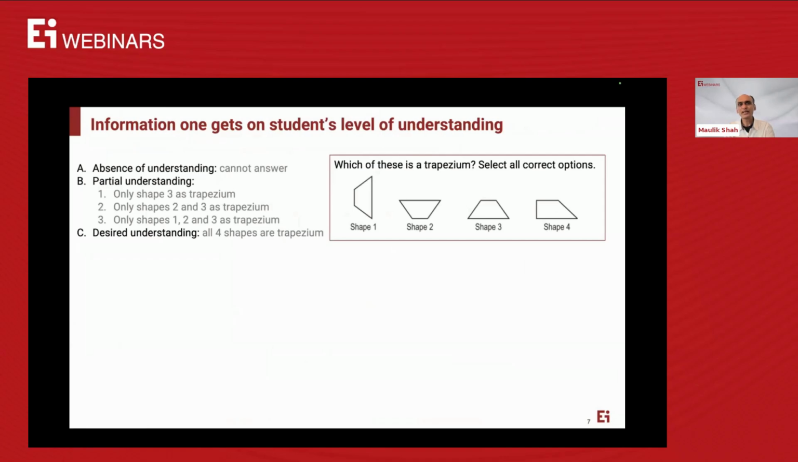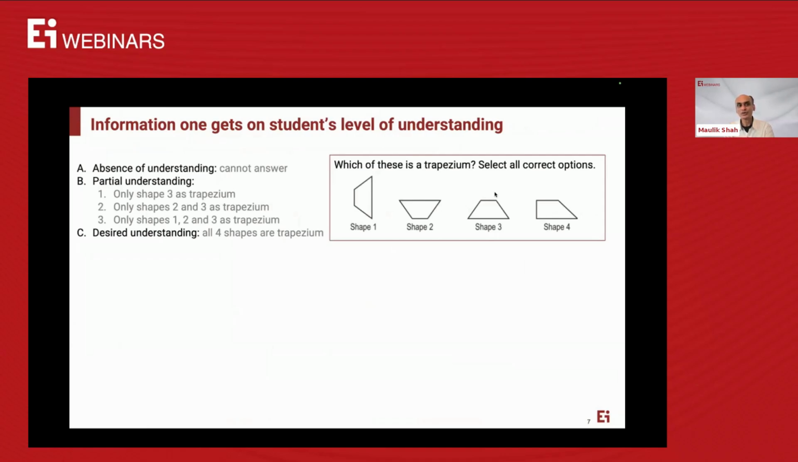What information are we getting about their level of understanding from the question? One is complete absence of understanding, in case they cannot answer the question. The other case is desired understanding: all 4 shapes are trapezium. And somewhere in between, students might be having partial understanding.